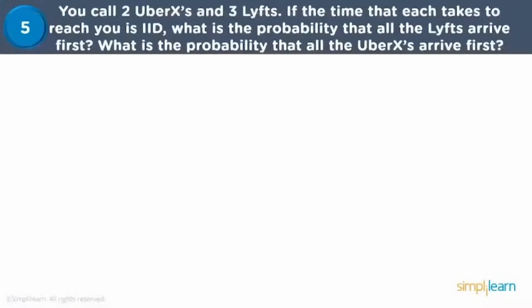Now moving to our fifth question. This question is related to probability. You call 2 Uber X and 3 Lyfts. If the time that each takes to reach you is IID, what is the probability that all the Lyfts arrive first. Next, we want to find the probability that all the Uber X arrive first.